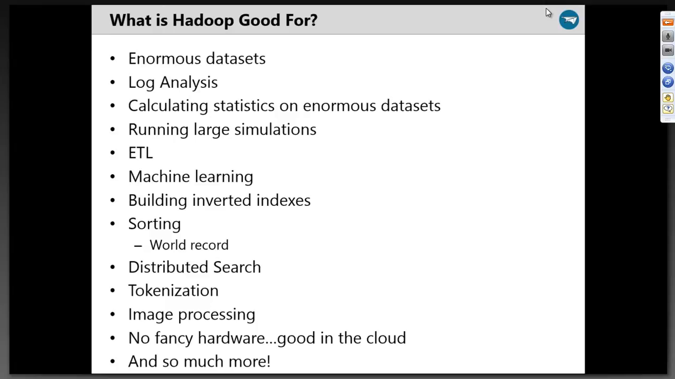For large image processing, and because Hadoop doesn't use any fancy hardware, it focuses on commodity hardware, it's very good in the cloud, which is why we have this kind of famous example from Amazon and the New York Times, where the New York Times wanted to process all of their data from every article they've ever published, and they wanted to do basically a word cloud of it. And so they brought up a Hadoop cluster on Amazon for 24 hours, and they did all the processing in a day.